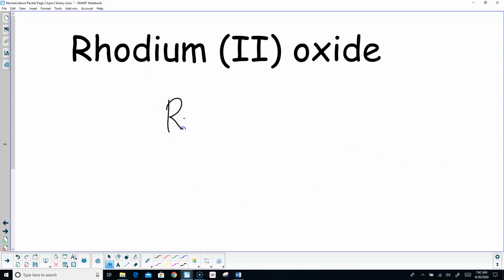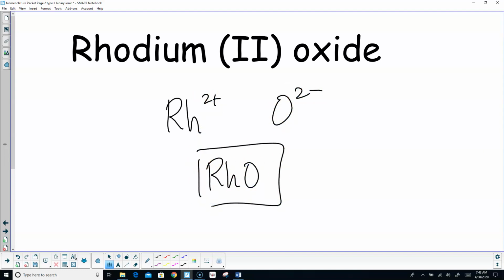Rhodium 2 oxide, same deal. Rhodium is 2 plus, oxygen is 2 minus. Equal and opposite, they cancel. RhO.